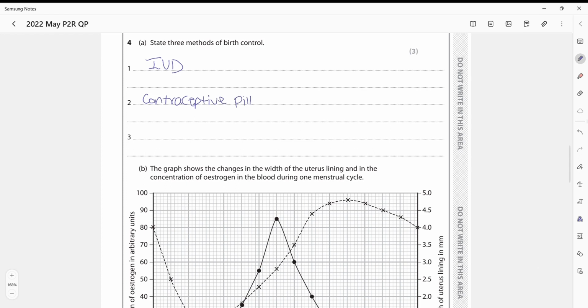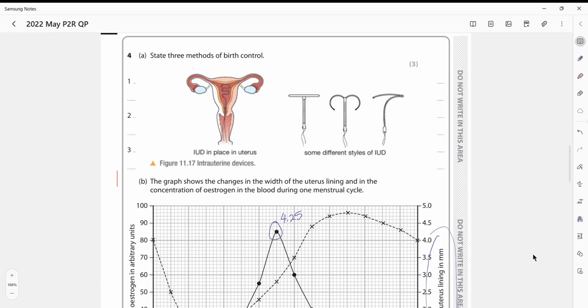The last one is a barrier method, so you can say things like condoms. Okay, let's briefly go over them one by one, starting with IUD. So here we have an example of an IUD. IUD stands for intrauterine device, and we would insert that into the uterus. You've got hormonal versions, but you also have the copper version. The copper version just prevents sperm from fertilizing the eggs. That's how your IUD works.